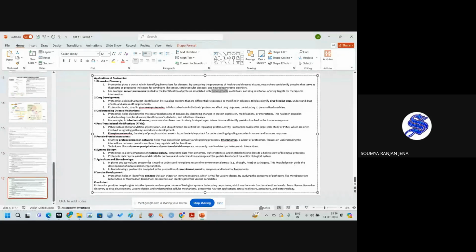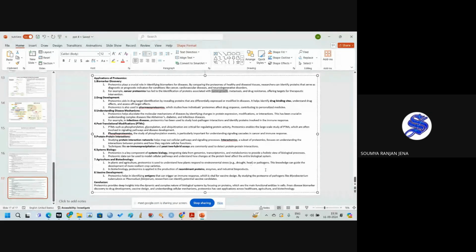And also this proteomic study is helping in agricultural biotechnology. In plant and agricultural proteomics, this is used to understand how plants respond to different environmental stress, like drought. In drought condition, which protein is overexpressed or underexpressed.